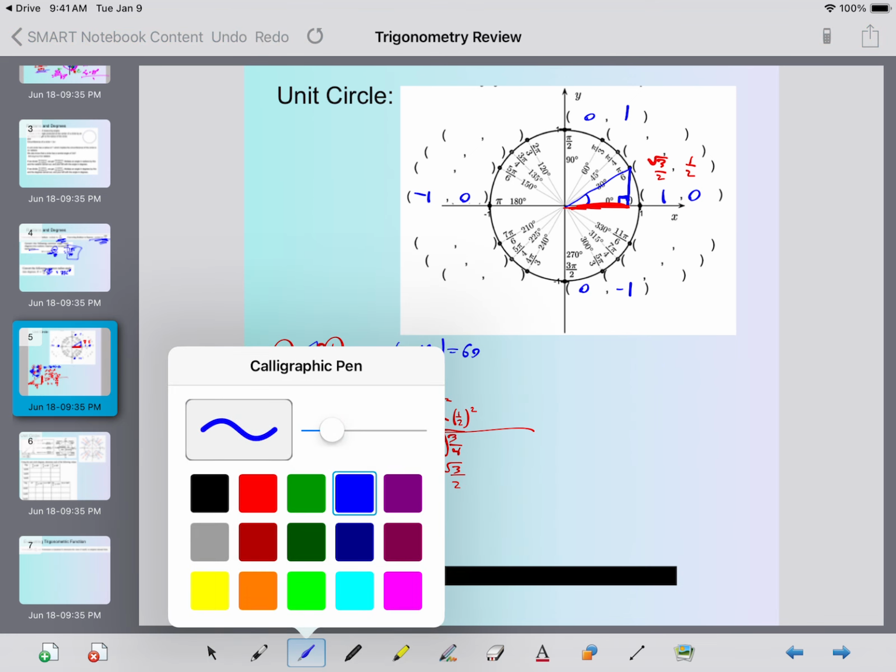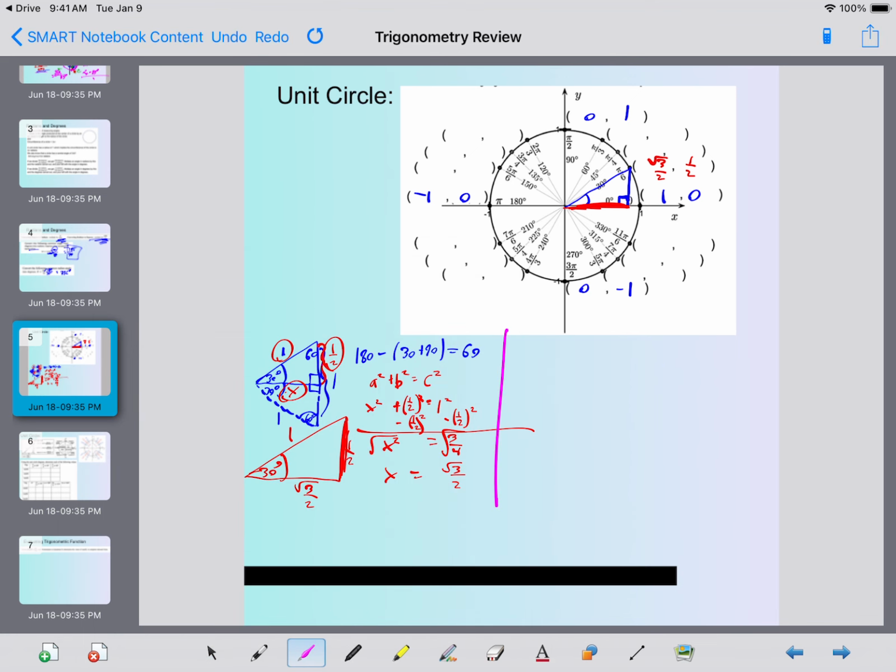So, let's do that again, but for the 45-degree angle. We're going to make a right triangle. Okay, so I'm going to do 180 minus 45 plus 90. You end up getting 45 degrees. Now you have two angles that are the same.